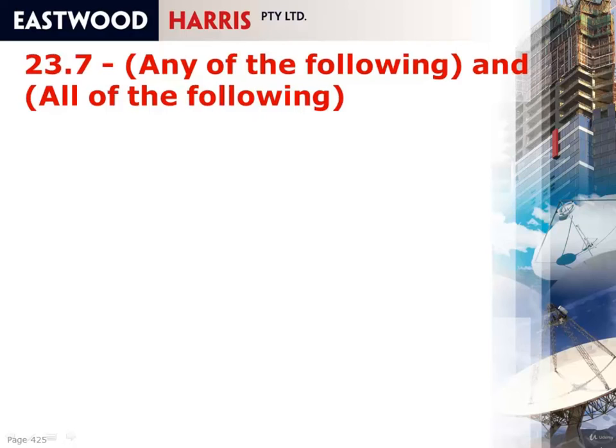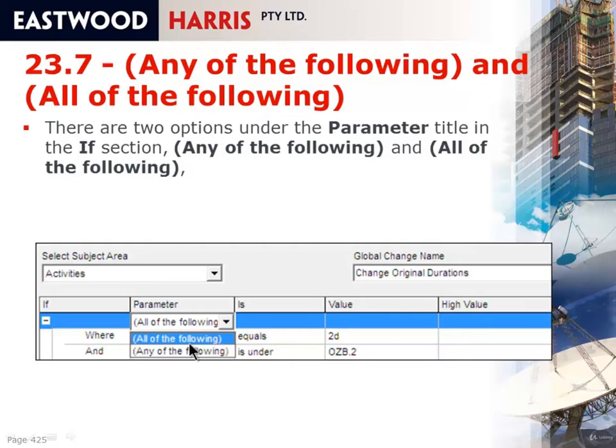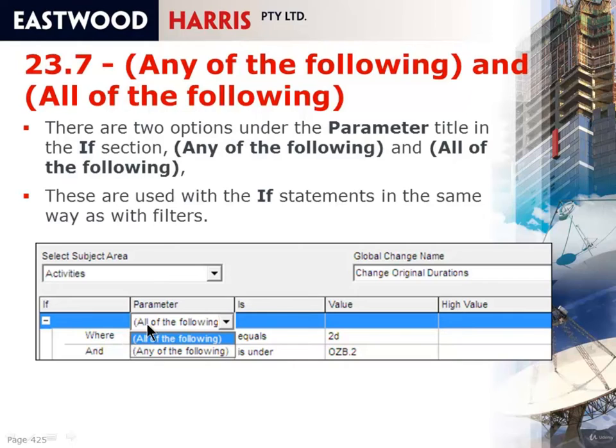Any of the following and all of the following parameters. There are two options under parameter, and it's any or all of the following. And this works exactly the same way as in filters, and they're used with the if statements, and they come into operation when you have two lines underneath the any or all operand. And again, go back to the filters chapter if you don't understand how this section works. It's identical to the filters.